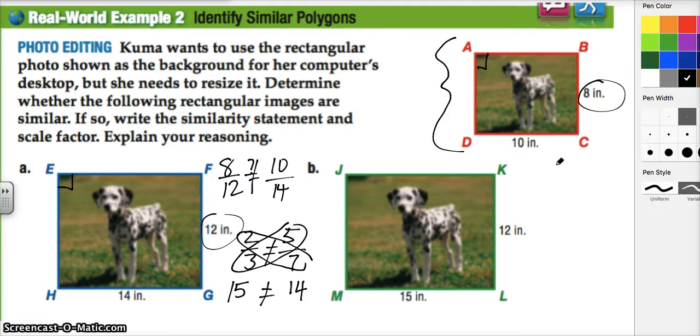Let's try this one. Again, we're going to compare 8 to 12 and see if that's equivalent to 10 to 15. Again, we can reduce, seeing that 8 to 12 can be reduced to 2/3. Remember, reducing is just dividing the top and bottom by the same number. We see that this can be reduced to 2/3 as well. Clearly they're equivalent. Clearly their cross products would be equivalent. So we know here that we have in B at least a similar polygon to our original.